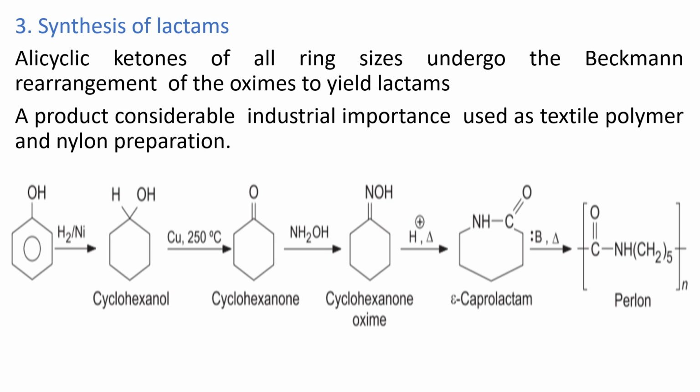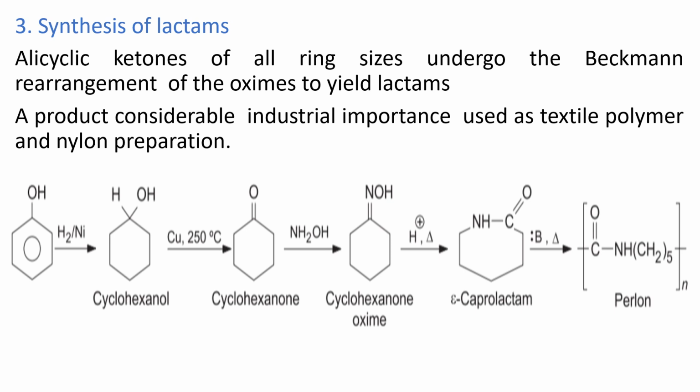Here, the phenol, when it is treated with hydrogen in the presence of nickel, hydrogenation will take place to give cyclohexanol. And then upon treatment with a metal, that is copper, at 250 degrees centigrade, the reaction takes place to give cyclohexanone. And this upon treatment with hydroxylamine, the reaction takes place to give the cyclohexanone oxime.